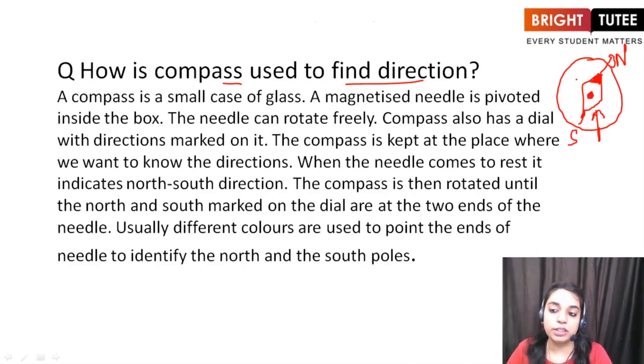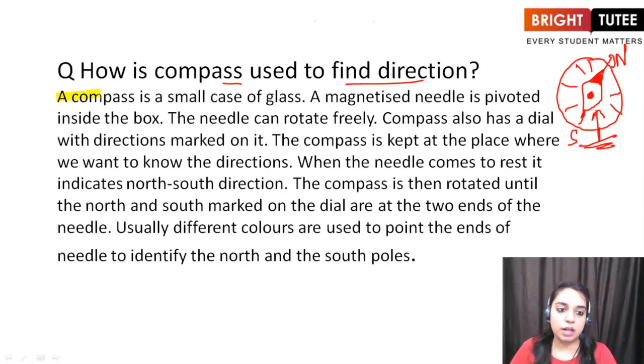And so children, this compass comes marked with all the directions, and when we know the north and south direction, we will automatically be aware of the other directions. In this way we were able to find the directions using a compass. So let's just read about it once.